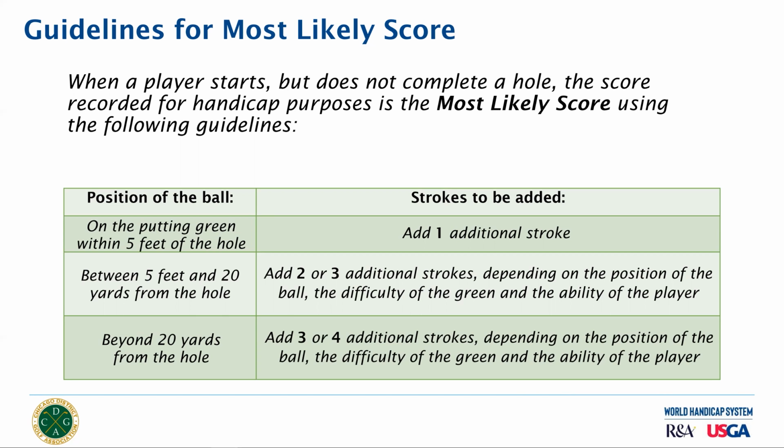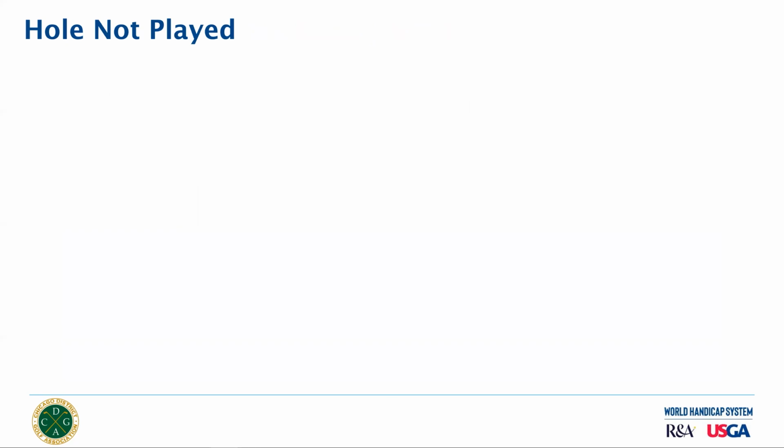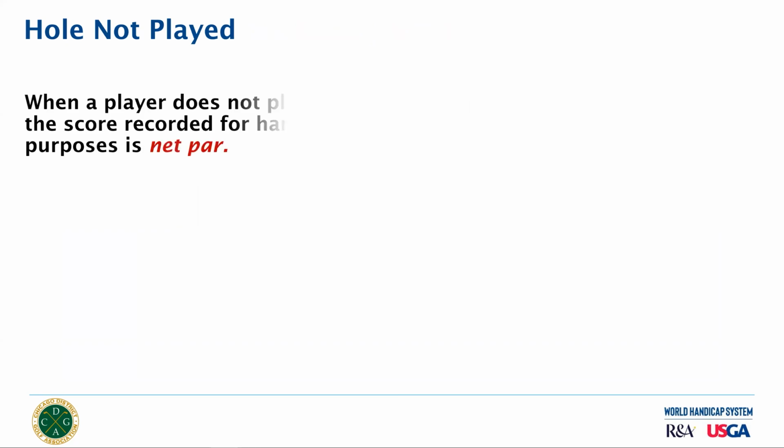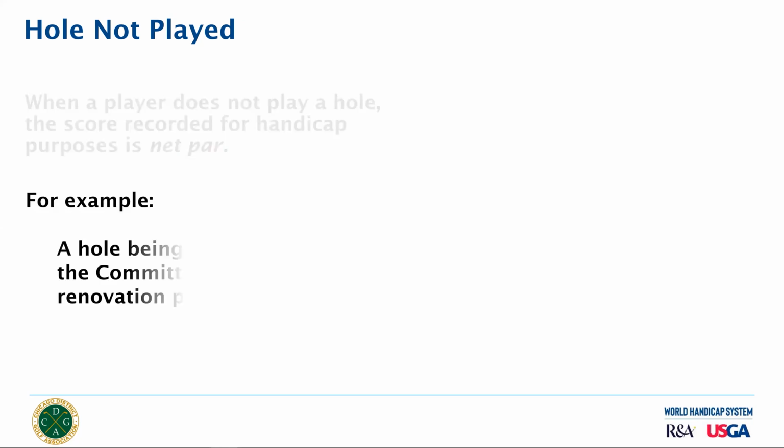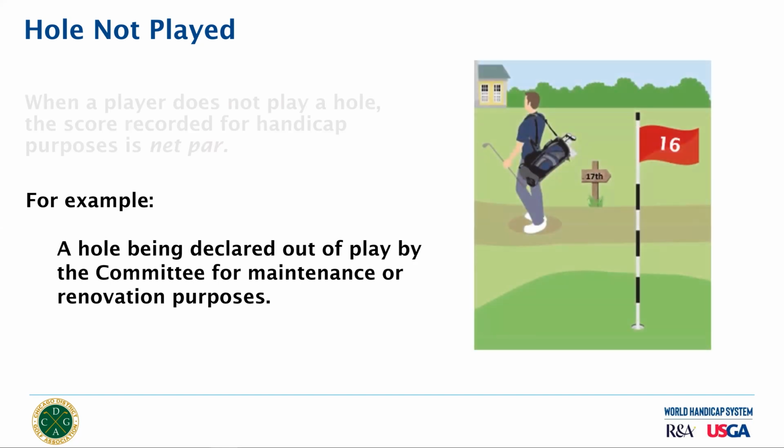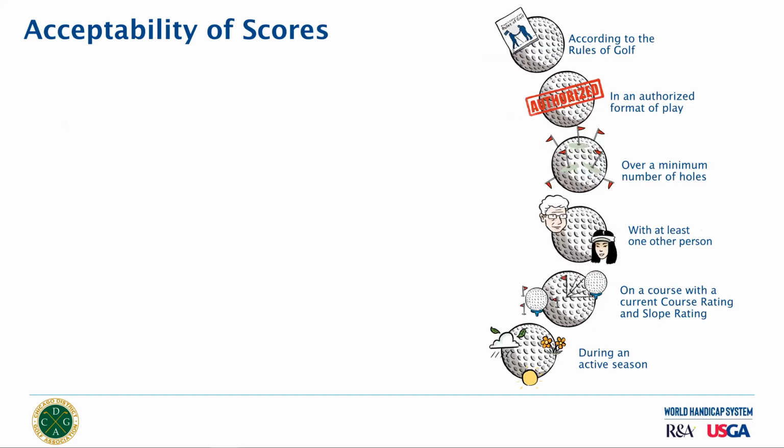These are guidelines to be utilized by the player, because it's always in the player's discretion to determine what the additional strokes would be. If there's an issue with that, it will go to the committee at the club, but these guidelines should always be used. If a hole is not played, it's net par. Again, we used to term this as par plus. For example, the hole is declared out of play by the committee for maintenance or renovation purposes.